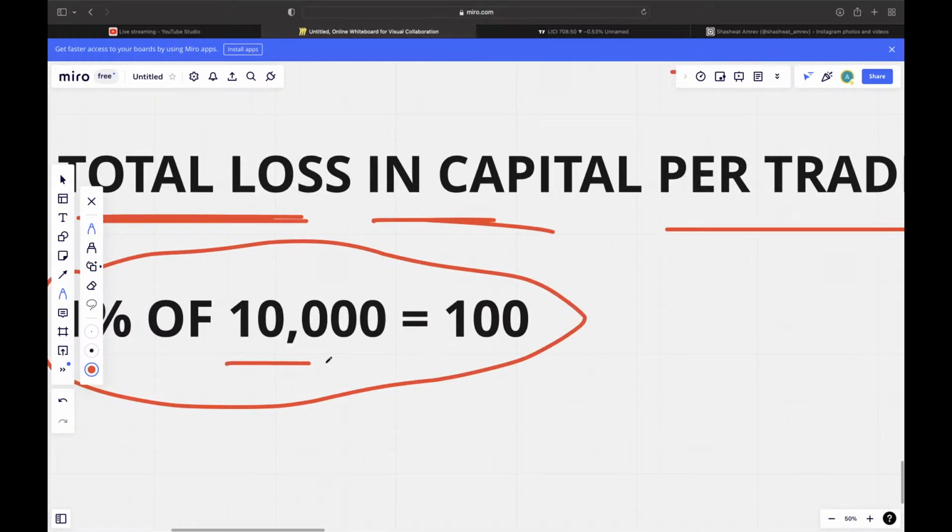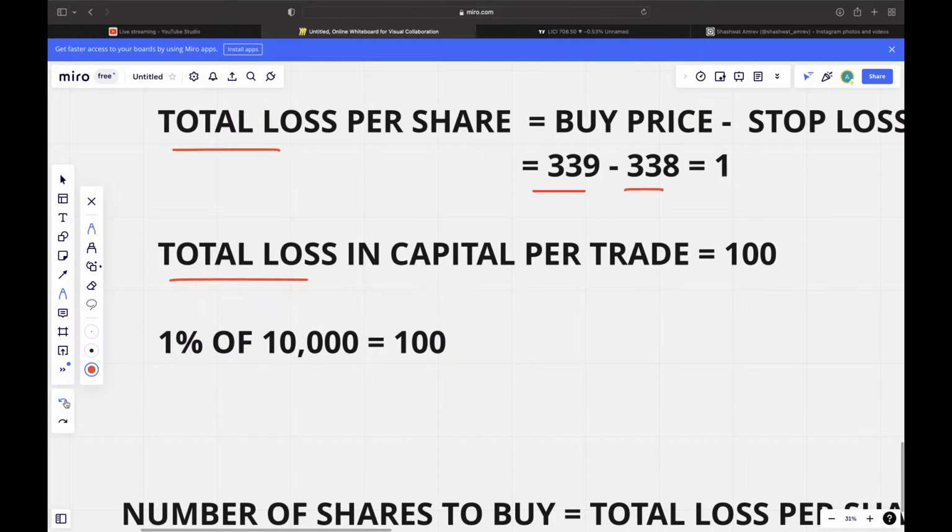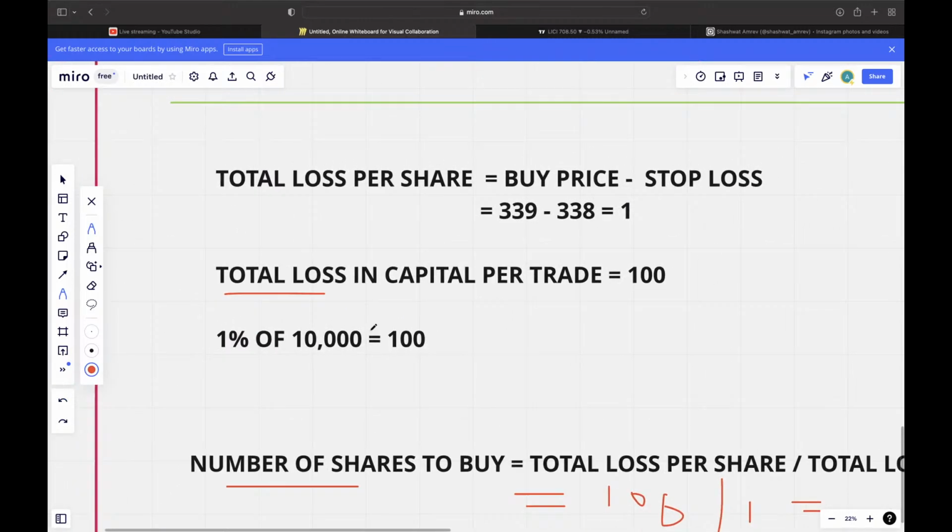You have 10,000 rupees in your bank account, right? 1% of 10,000 will be, calculate guys, how much? 1% of 10,000 will be 100 rupees. And 100 rupees is your total loss in capital per trade.